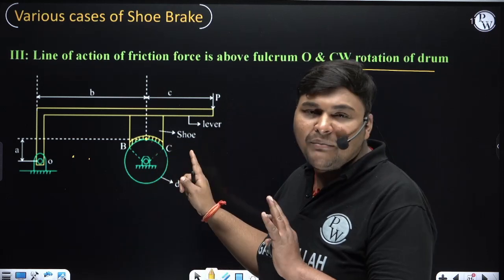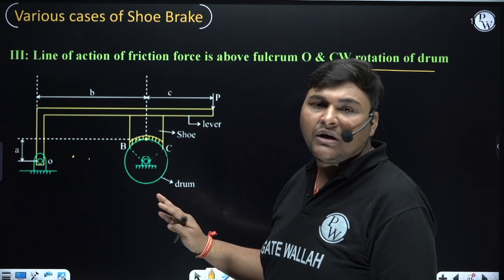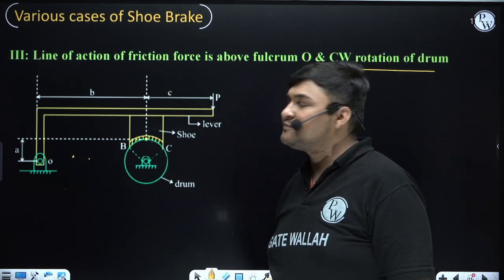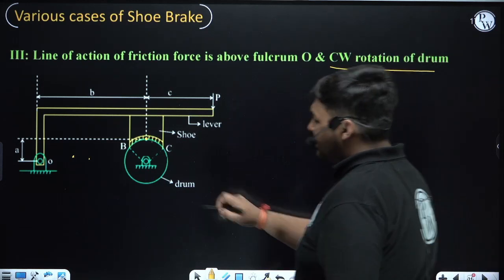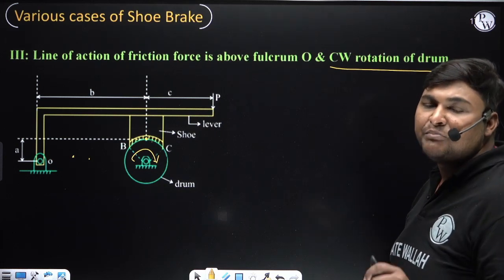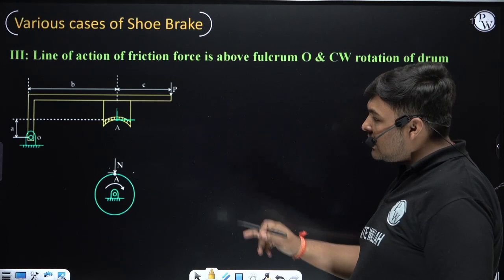You need not remember this. Only understand the process and what conclusion is coming. You need not mug up anything. Okay, you need to understand. Now the drum is rotating clockwise. For this case, again we will derive the expression between P, N and friction force. For that, first we will draw the FBD of the drum and lever.